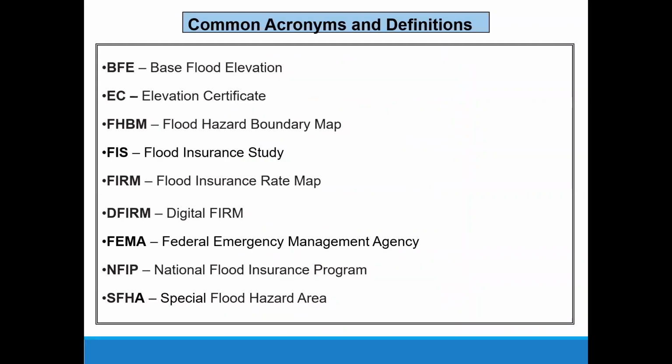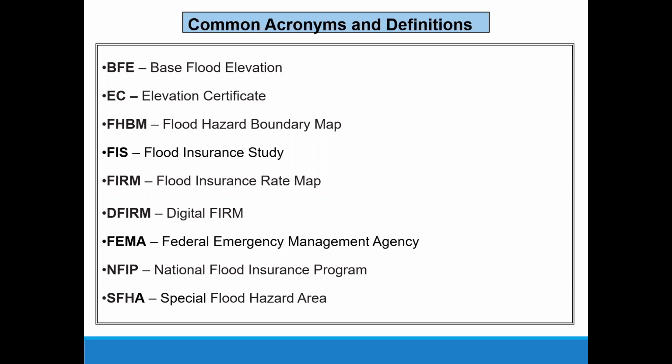So here are some acronyms, and I've probably already used some of these. These are common ones that we use all the time in floodplain management. So you will see me using these throughout our presentation. BFE is base flood elevation, and so we'll talk quite a bit about that. The elevation certificate, EC, FHBM, flood hazard boundary map. So this is an older style map, so I won't be talking about it much, and you probably won't really be working with them unless you do have quite an older map. The FIS, which is the flood insurance study, we will talk about that more.